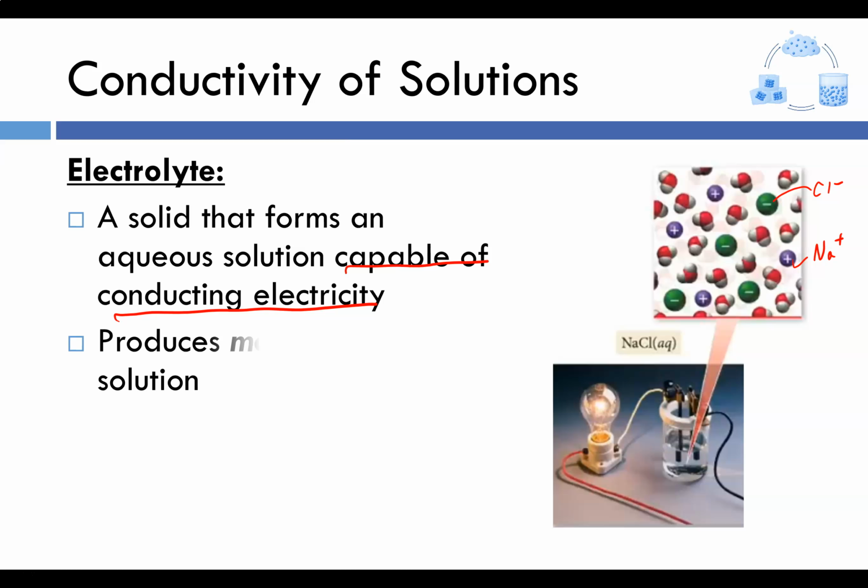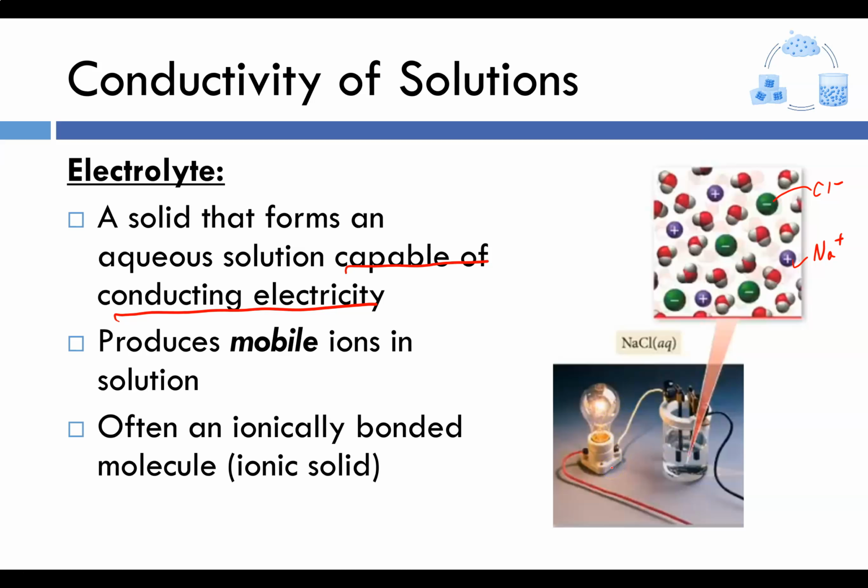In order for this to happen, you need mobile ions in solution. If the ions aren't free to move, electricity will not be conducted. If I took those electrodes and just stuck them in solid sodium chloride, the ions can't move, so electricity will not be conducted. Often, electrolytes tend to be substances that are ionically bonded. In other words, an ionic solid.